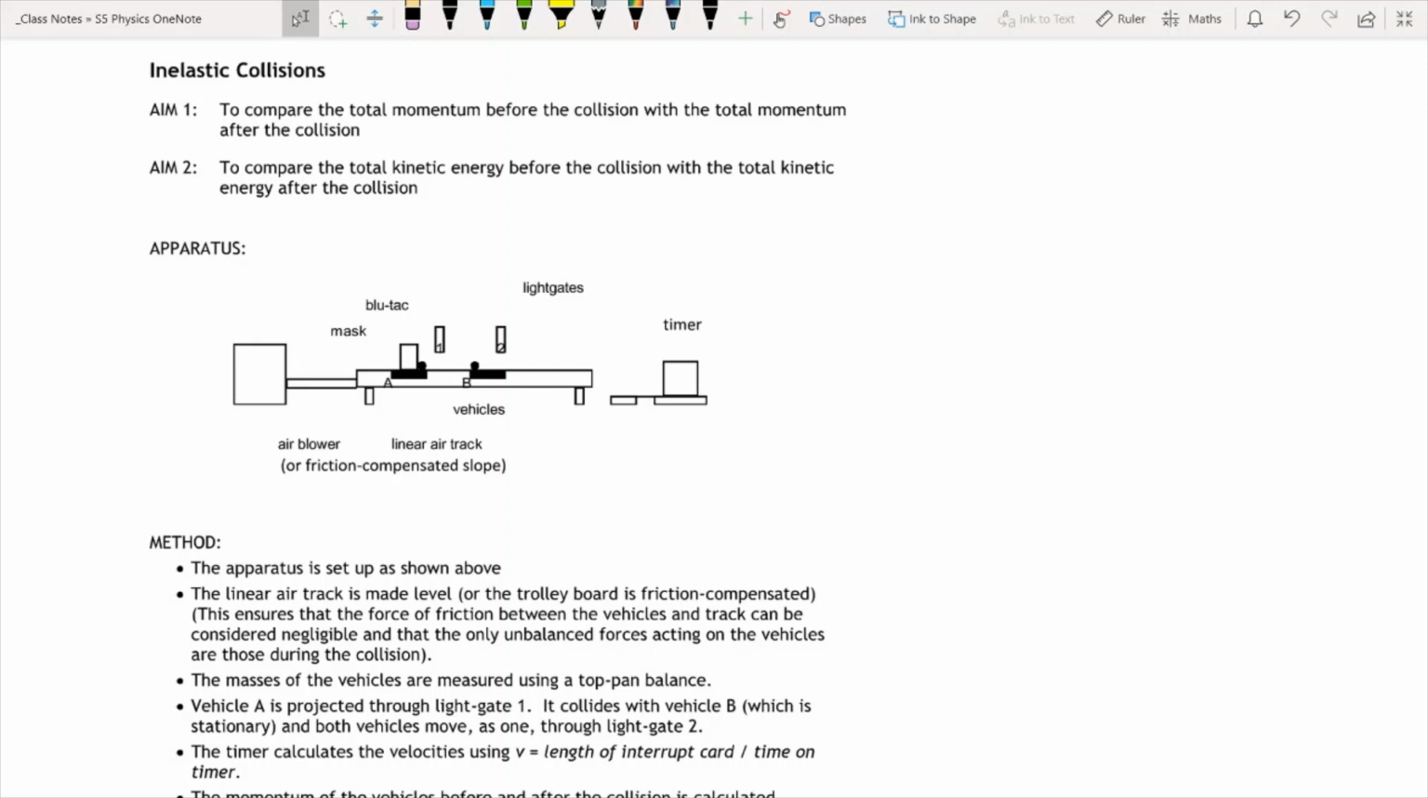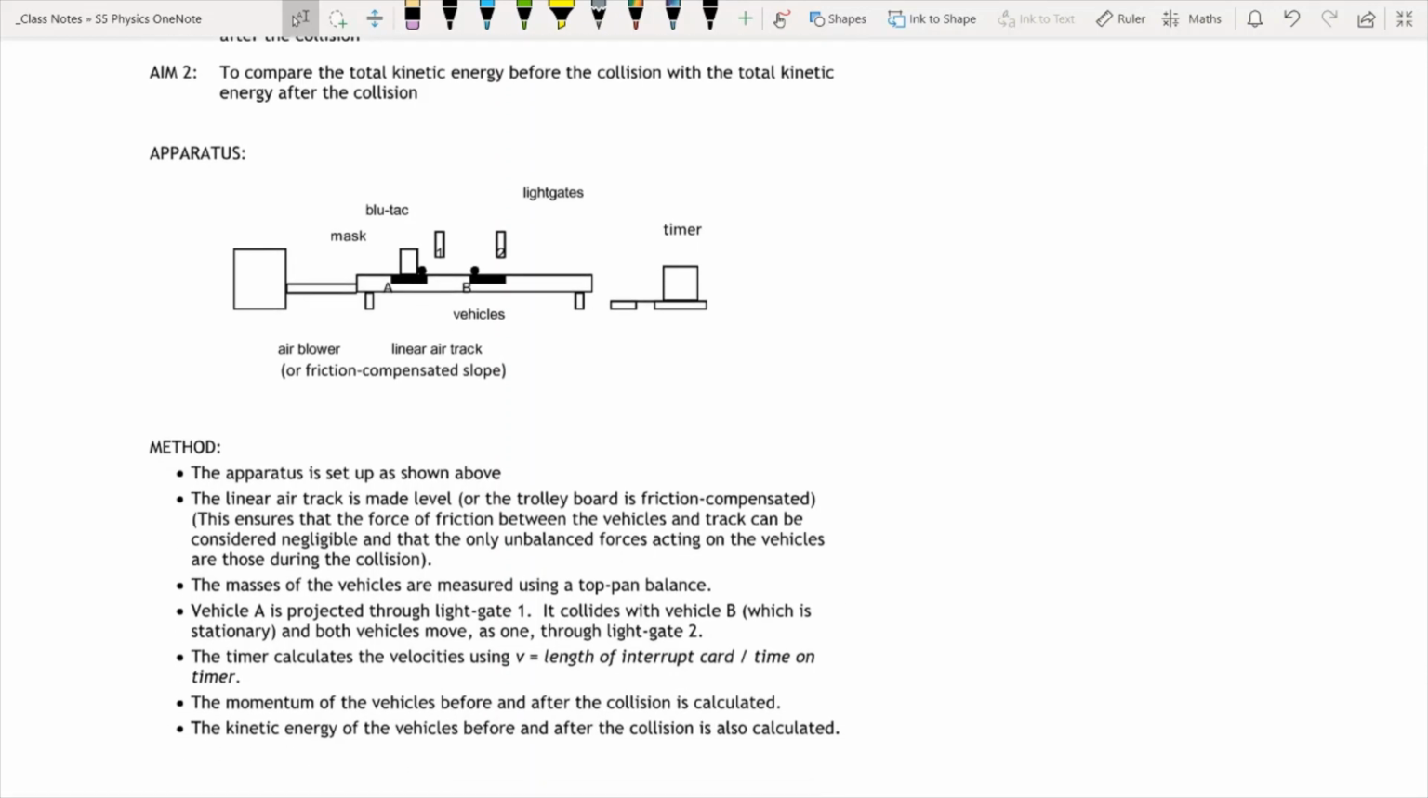So p equals mv of that original one is equal to p equals the total mass times the velocity as it moves off. So momentum is conserved. However, what you could also do is work out the kinetic energy before and the kinetic energy afterwards. In an inelastic collision, the initial kinetic energy does not equal the final kinetic energy. So momentum is conserved, but kinetic energy is not. Basically, that's what this experiment would be.